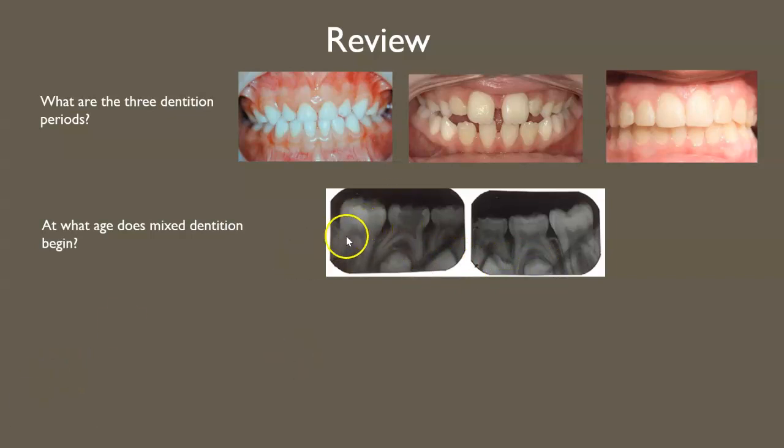Behind those you have what would be the first permanent molar, which, if you remember the sequence, we get our first permanent molar at the age of 6, our second permanent molar at the age of 12, and then our third molar typically around the age of 18. So if you can remember 6, 12, 18 for first, second, and third molars, then you are in good shape and know when mixed dentition begins.